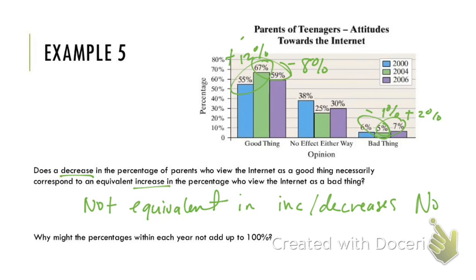So why might the percentages within each year not add up to 100%? Not everyone answered. Maybe some people did not answer, so non-response. It doesn't really tell us if they could answer in 2 categories or not. But I don't think they even add up to 100%. They add up to less than 100%. So people that don't respond would be why.